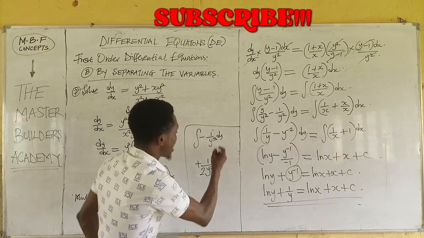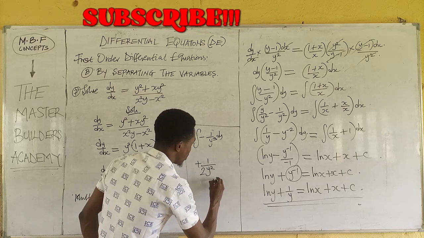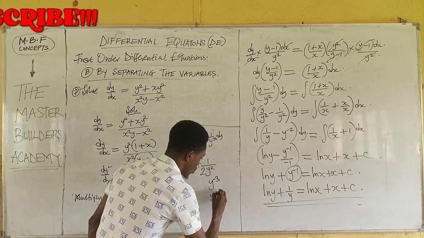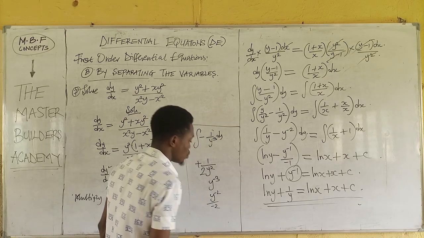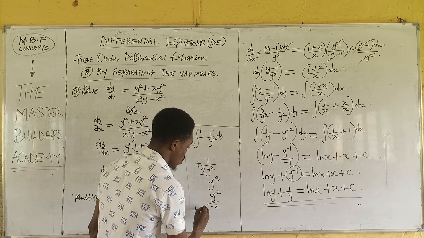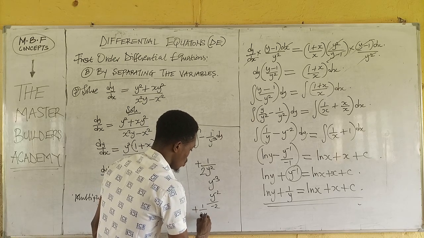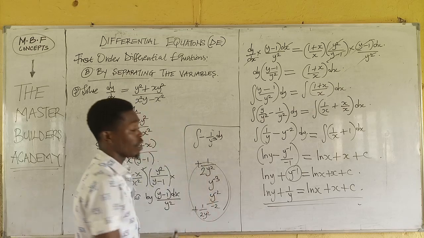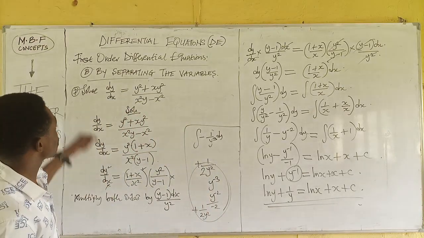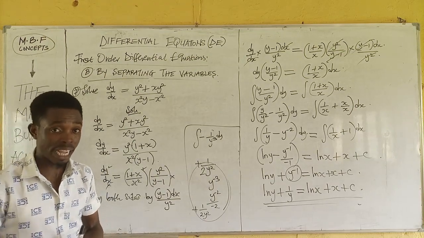Now, if I converted this to linear, I'm going to have minus 3. Then if I integrate, I'm going to have y raised to power minus 2 over minus 2. So minus affects whatever sign that is here before, it becomes plus. 1 over 2y squared. This is all about this aspect of integration. So guys, see you in question number 8.